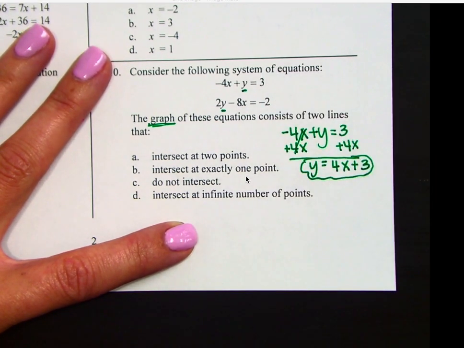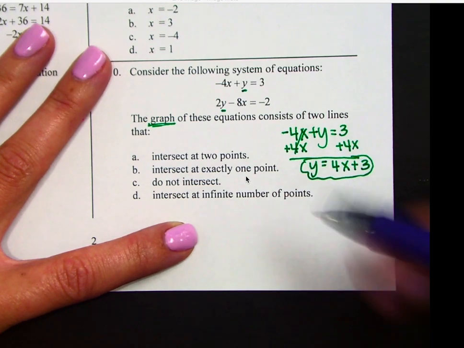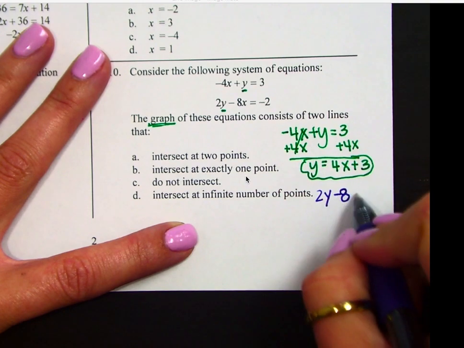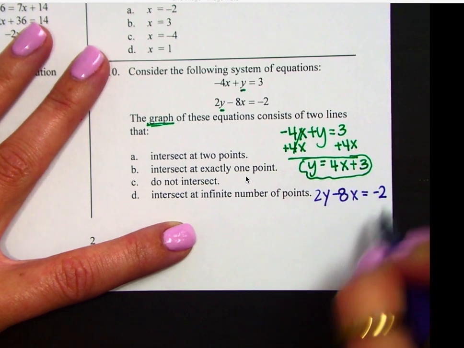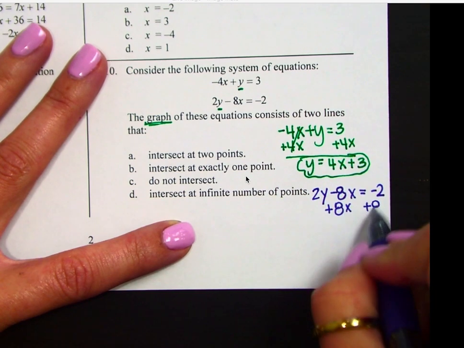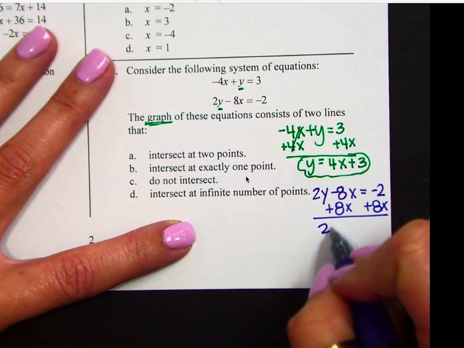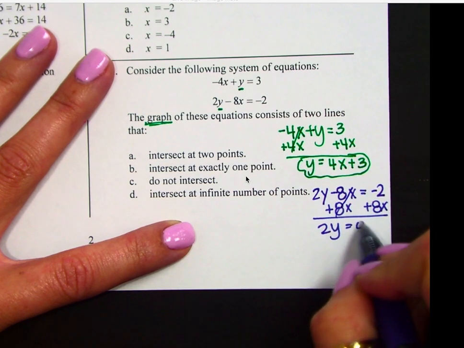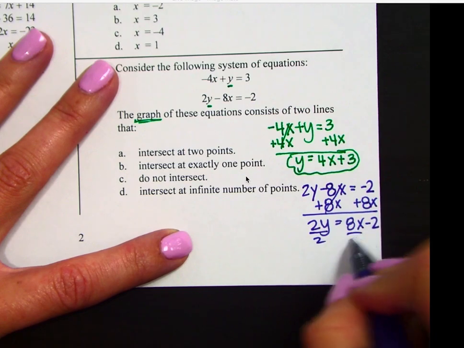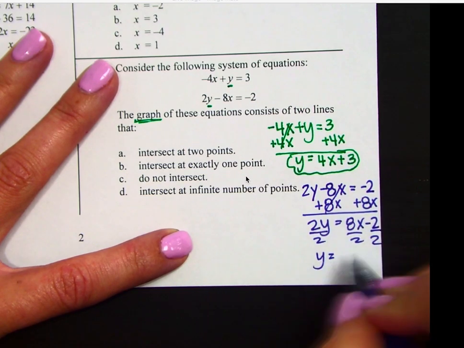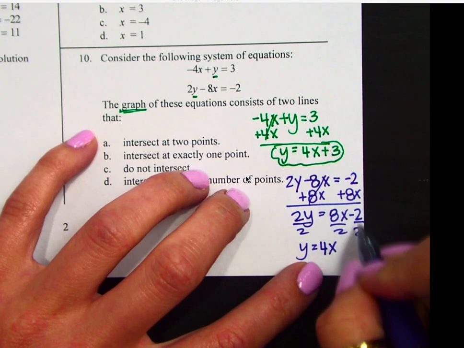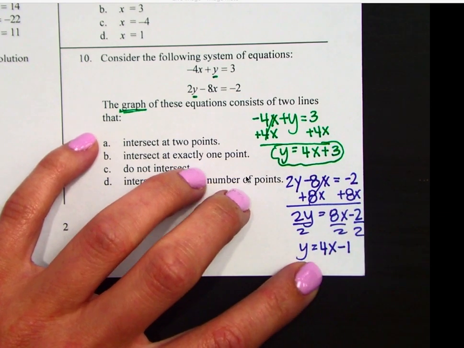And then for the second one, this second line right here, 2y minus 8x is equal to negative 2. I want to get y by itself again, so I'm going to move the x term to the other side of the equal sign, and there that is. And then when I divide everything by 2, 8x divided by 2 will give us 4x, and then negative 2 divided by 2, negative 1.